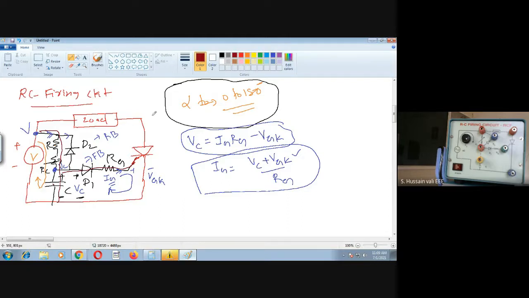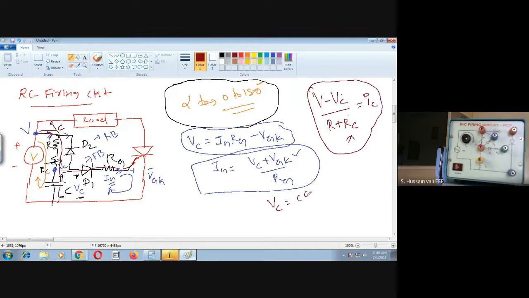If you apply KVL here, then (V minus VC) by (R plus RC). Now this RC is the variable one, remember. I will take this current as some IC. I'm just giving it a number, nothing else, so you don't need to worry about where the capacitor current is there. So (V minus VC) by (R plus RC) is equal to IC. Then once again I can write the capacitor current IC as C dVC by dt. Now you substitute this, so use these two equations. Then it's a first order differential equation.